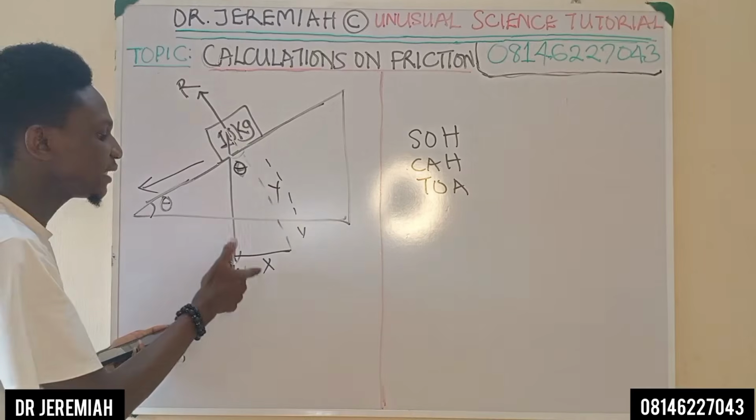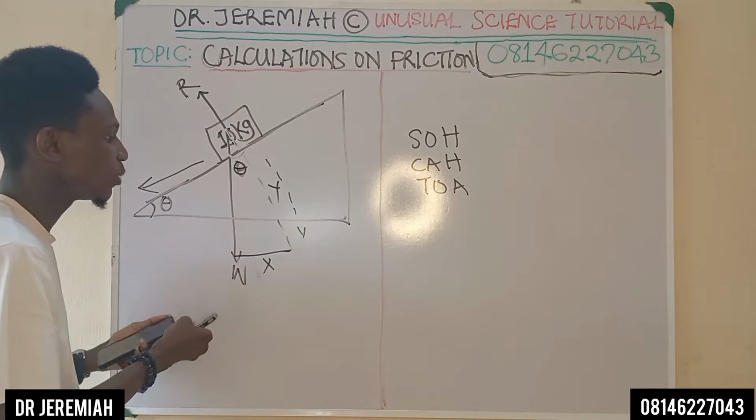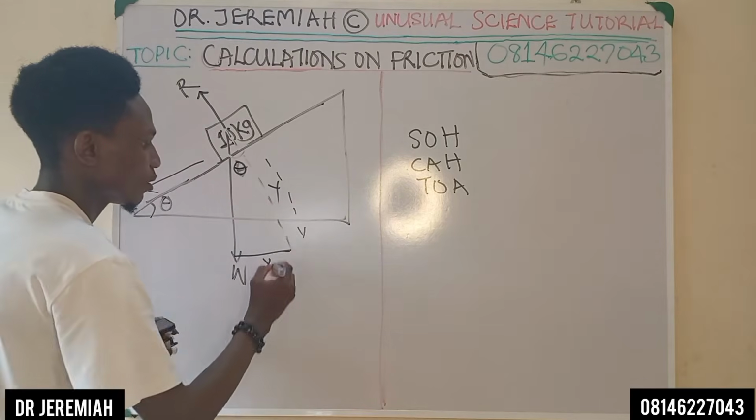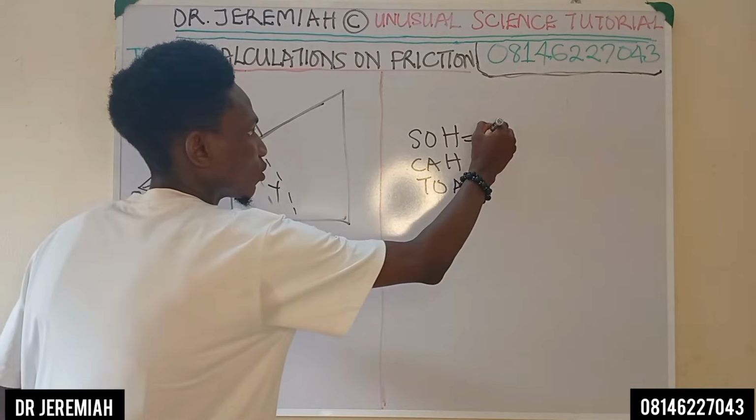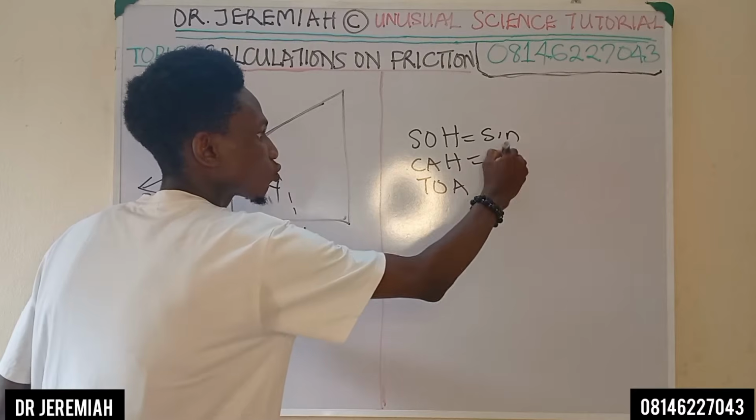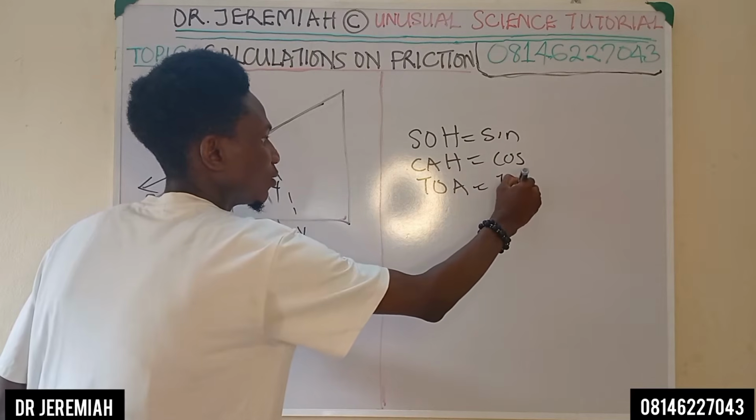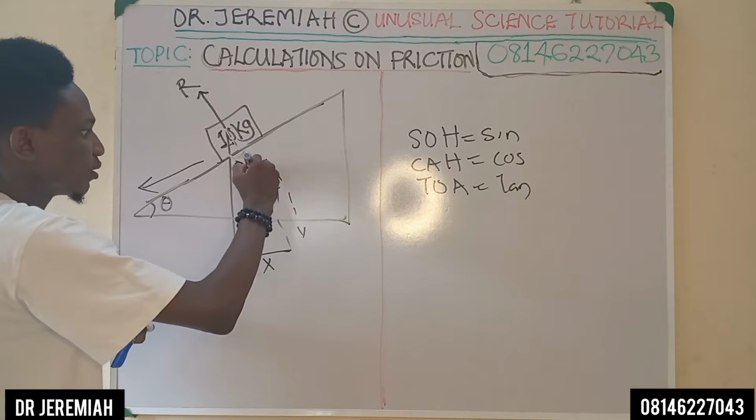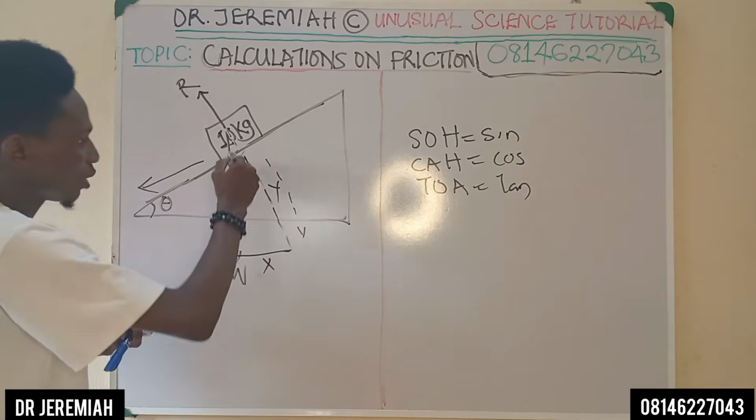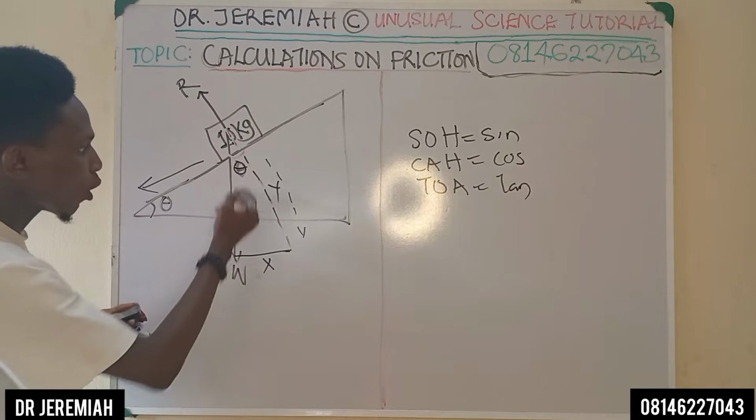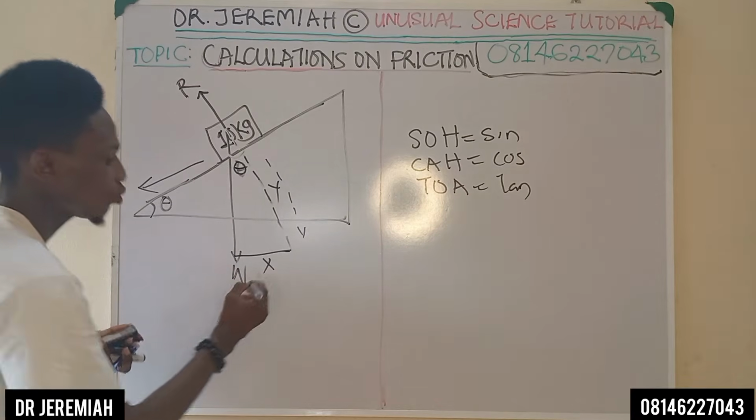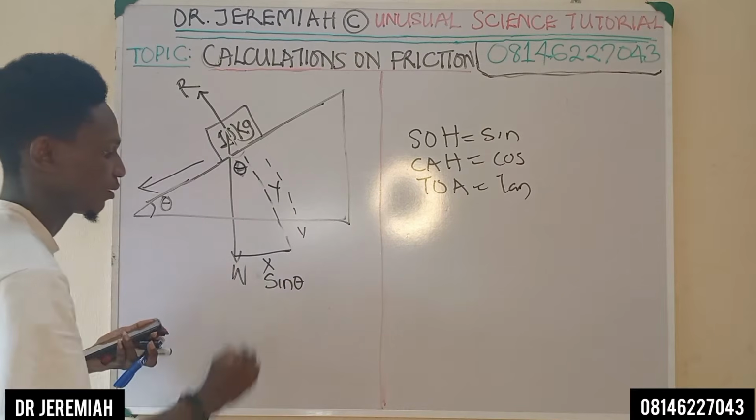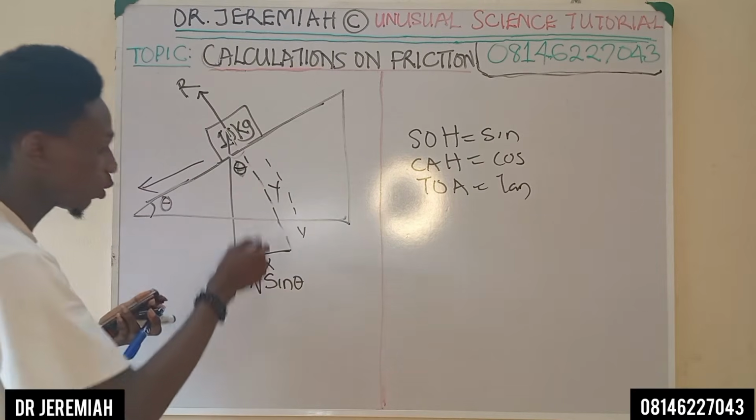Now the side the angle is facing is known as opposite from trig ratio. Opposite over hypotenuse, this is where weight is. Opposite over hypotenuse is what? Sine. This is cos and this is tan. So we have opposite over hypotenuse. This is the hypotenuse, this is the straight line. So we're going to have sine theta here, W sine theta along this plane.